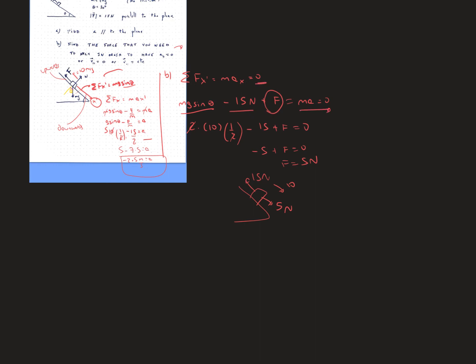Then we just set up the values, and we find that the force needed to make the acceleration equal to 0 is going to be 5 newtons. So in this case, we got 15 newtons going upwards, and then 5 plus 10 newtons equals 15. So 15 and 15 cancel out. That's why the acceleration is 0.